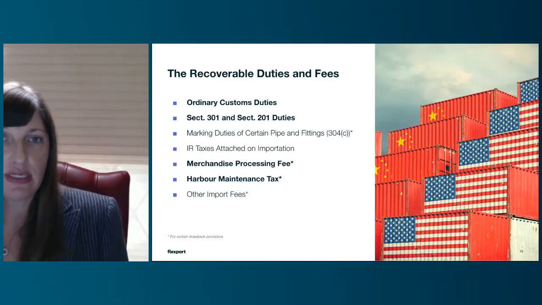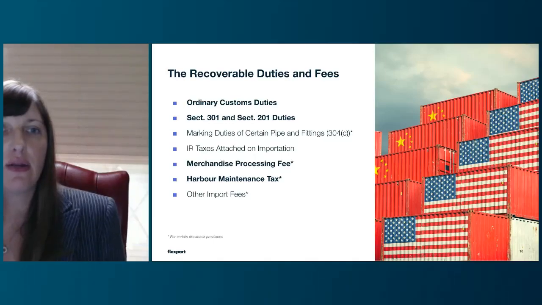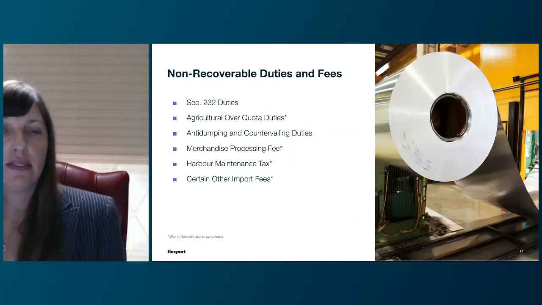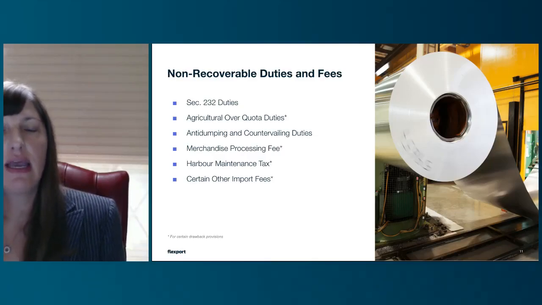Section 201 duties, also implemented in 2018, initially impacting solar cells, panels, and washing machines. Certain marking duties, internal revenue taxes, which is on certain goods like distilled spirits and wine, the merchandise processing fee, the harbor maintenance tax, and other import fees for certain drawback provisions. Drawback is not eligible on Section 232 duties on steel and aluminum, agricultural over-quota duties, anti-dumping and countervailing duties, and the MPF and HMF fees for certain drawback provisions.